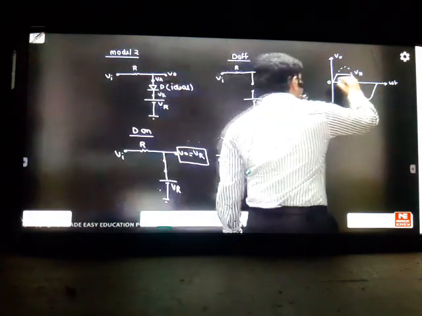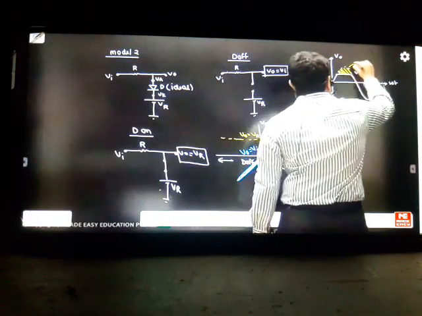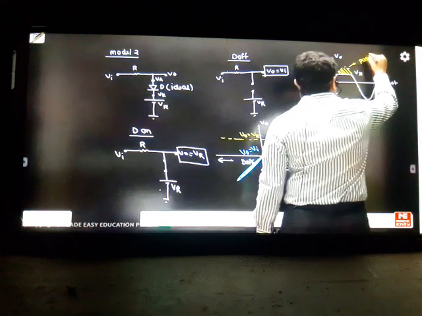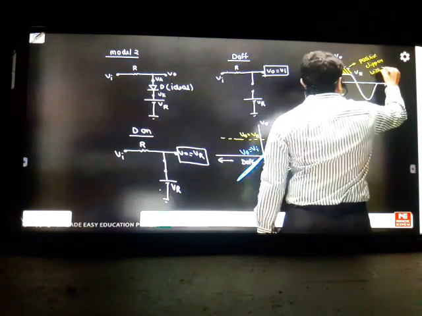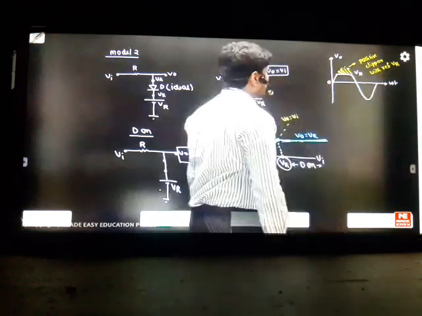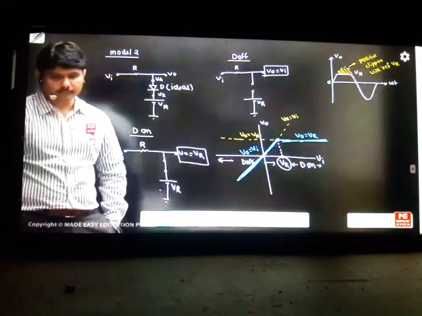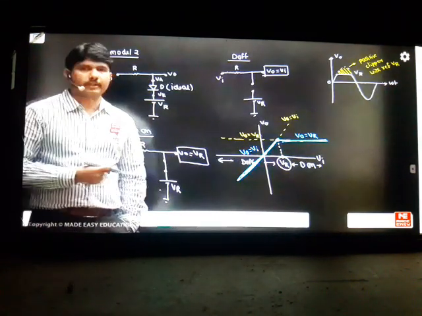This is the clipping part you have. It is also called a positive clipper with some reference VR. We have designed it. So we'll see model 3 like that, how to do it. This model 2 is completed. You do it like this. You're going to do it yourself.